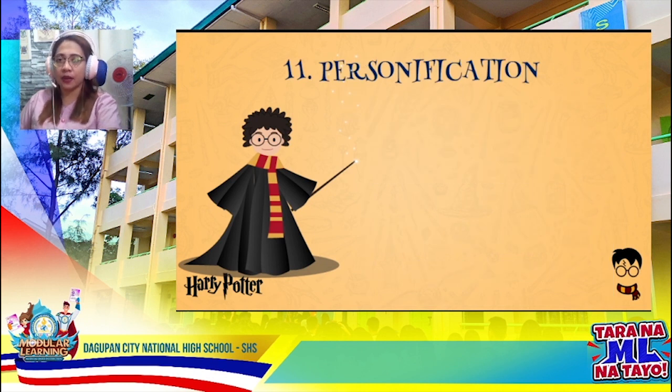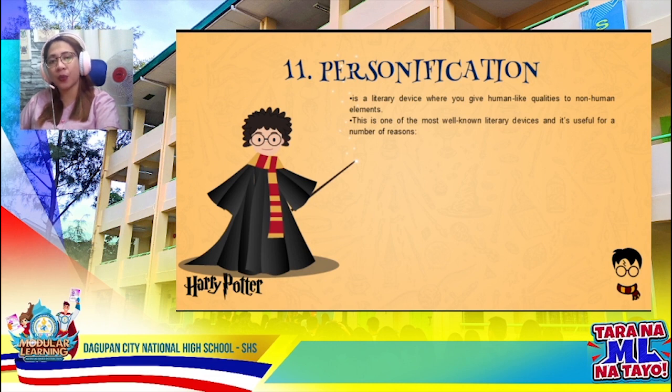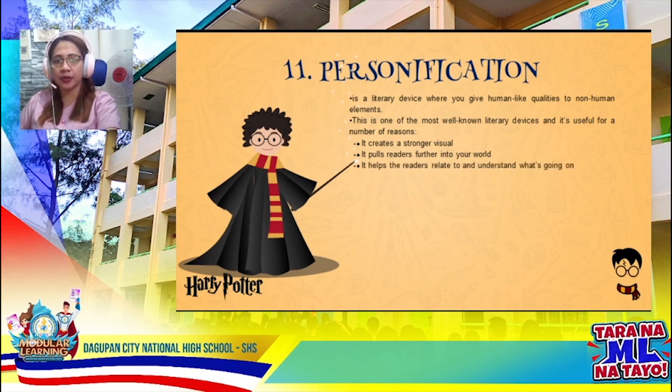Next, I know we are all familiar with this one, personification. It's a literary device where you give human-like qualities to non-human elements. This is one of the most well-known literary devices, and it's useful for a number of reasons. First, it creates a stronger visual. Second, it puts readers further into your world. Next, it helps the readers relate to and understand what's going on. Another is that it can allow readers to have a new perspective, a new view on typical visuals or occurrences.